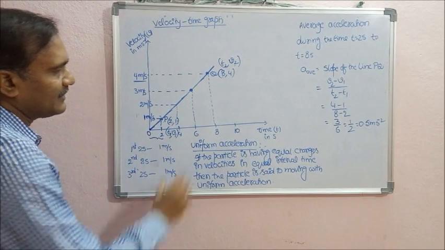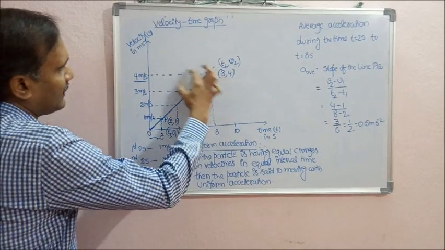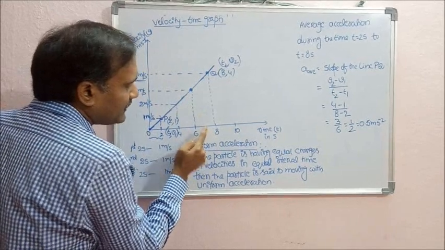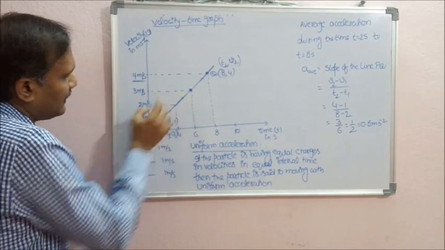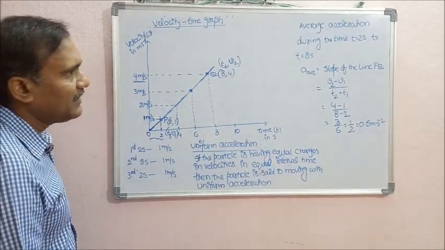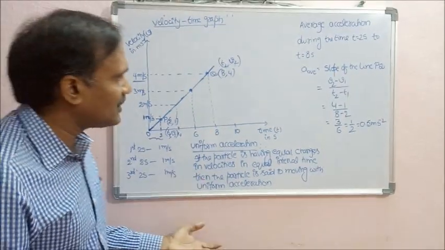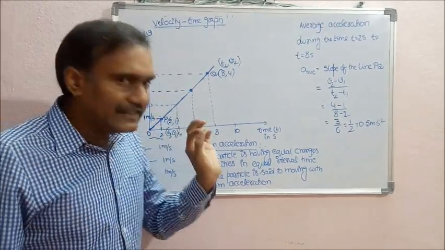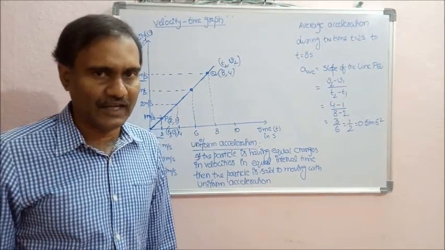Now you can observe another time interval, 6 to 8. During this time interval, the corresponding change in velocity is 1 meter per second. That is 1 meter per second divided by 2, 0.5 meter per second square. If you consider this time interval, it is also 1 divided by 2, 0.5 meter per second square. That is, here the particle is moving with uniform acceleration or constant acceleration, since in every interval of time the average acceleration is equal to 0.5 meter per second square.